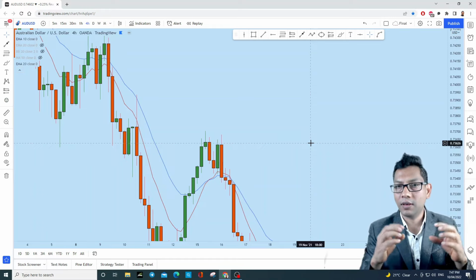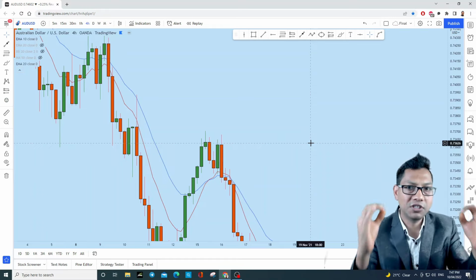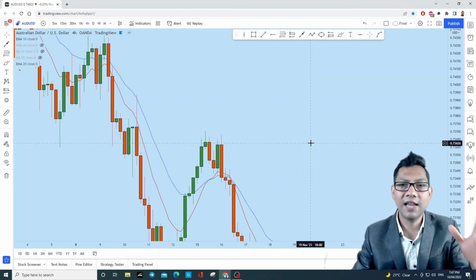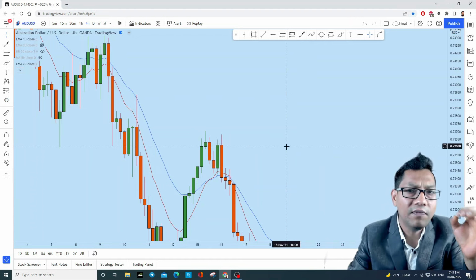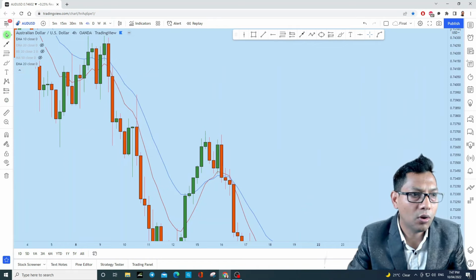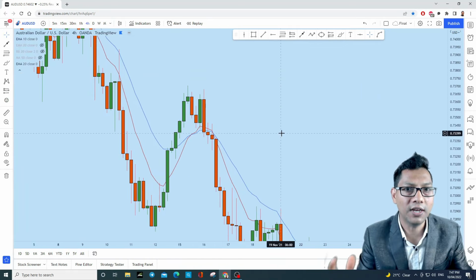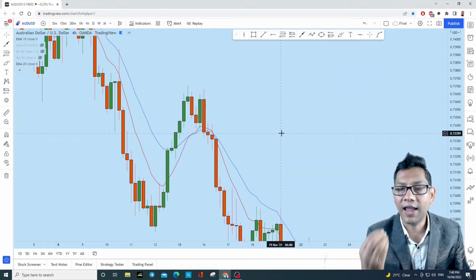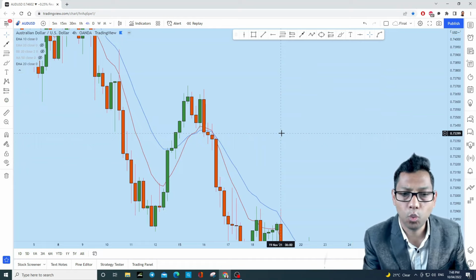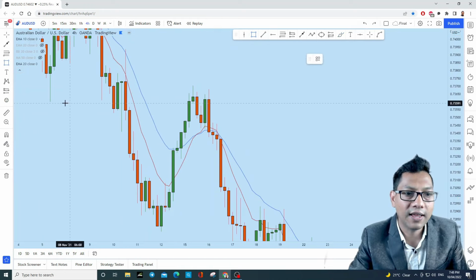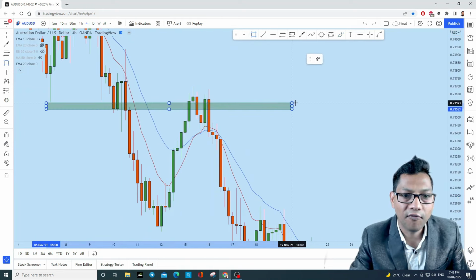So now let's narrow down again. First thing, trend, you found the direction of the trend. Second thing, you look for individual candlesticks. Whenever you are looking at the chart, look at individual candlesticks. Do not consider where it is. First find out the candlestick that you are looking for. Once you found it, the next thing you look for is where this candle is formed.